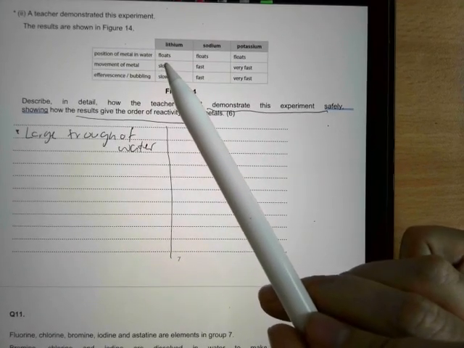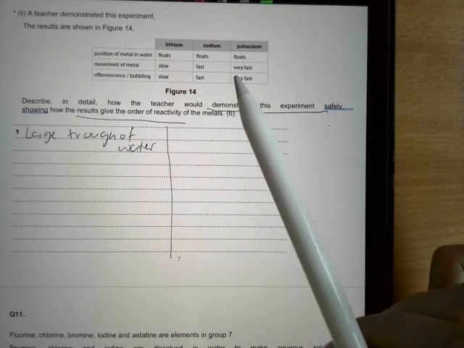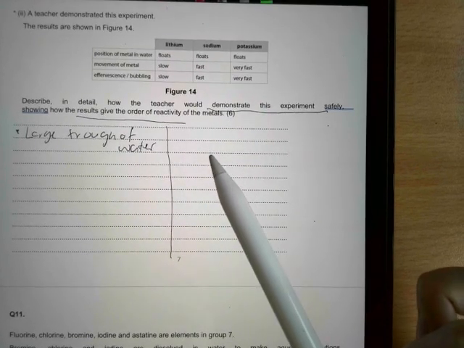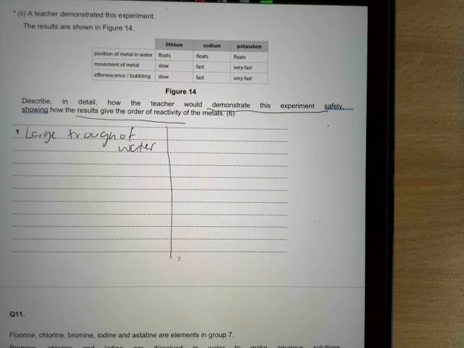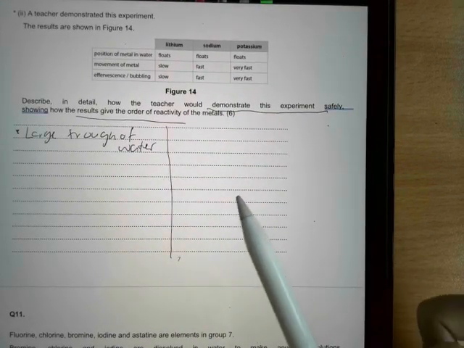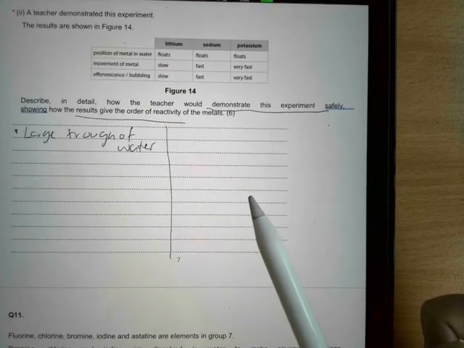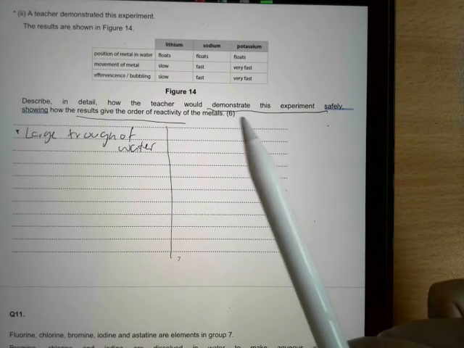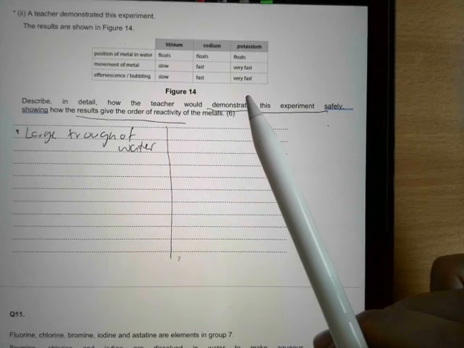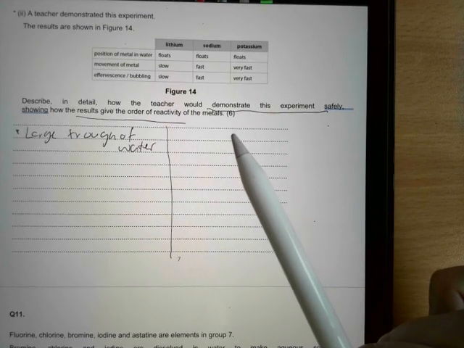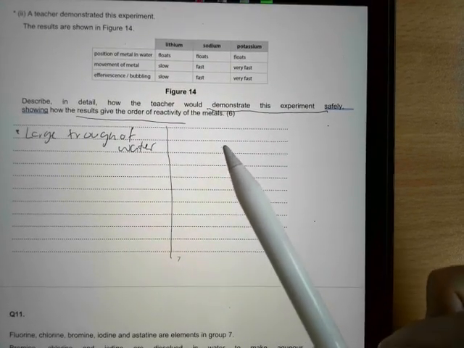The position in water, the fact that they all float, isn't telling you anything. Okay, so again, just check the mark scheme so you can see how to pick up the full 6 marks there. Actually, sorry, in one of the model answers they gave in the mark scheme, the student talks about why potassium is the most reactive in terms of its electron configuration. That's not actually required here. Okay, you don't need to go into that much detail.